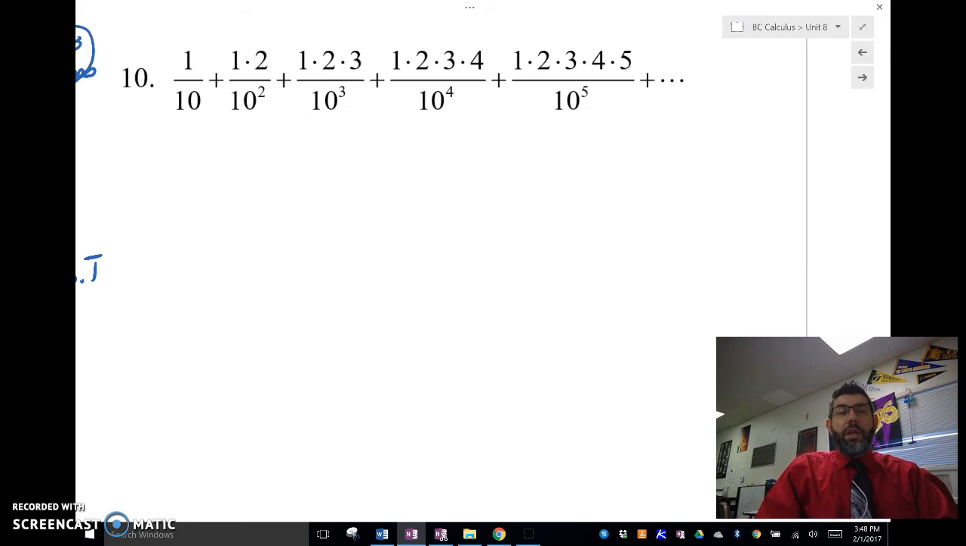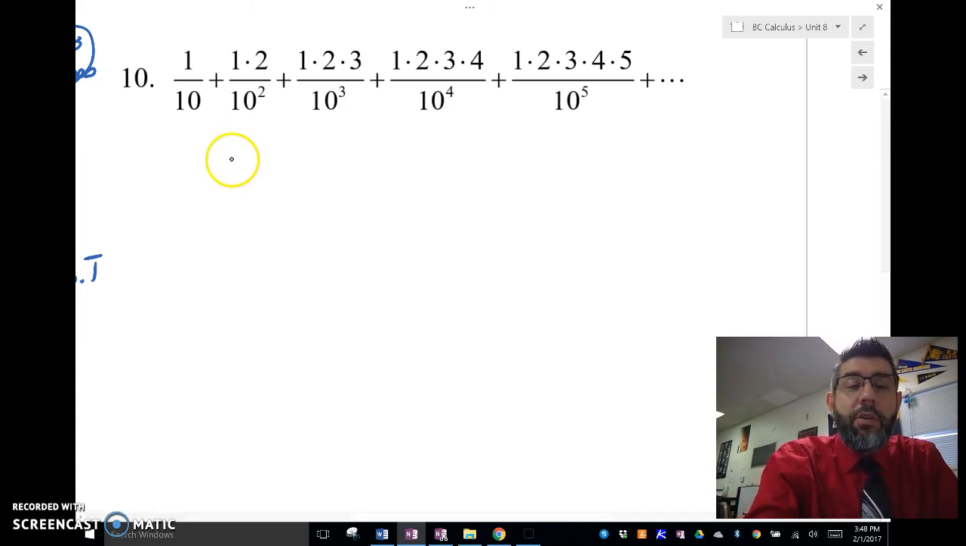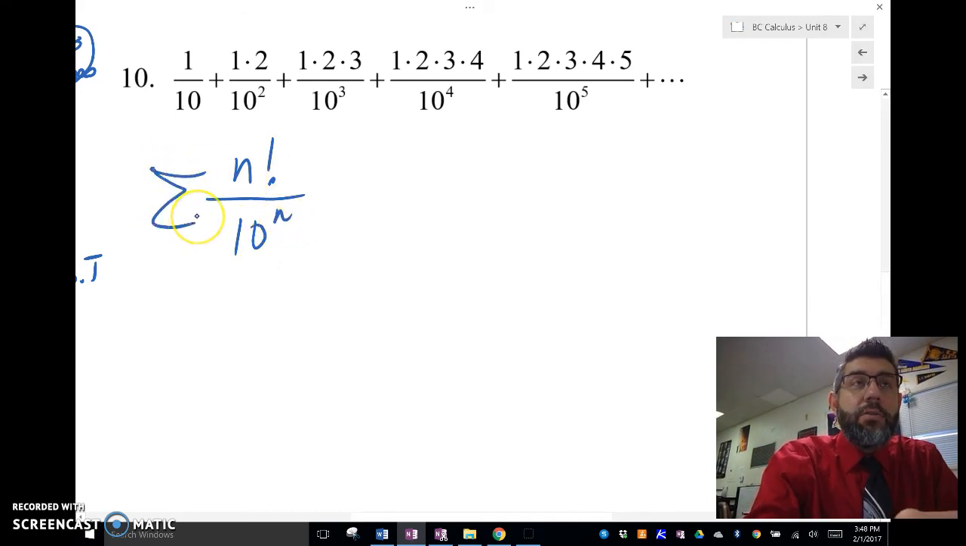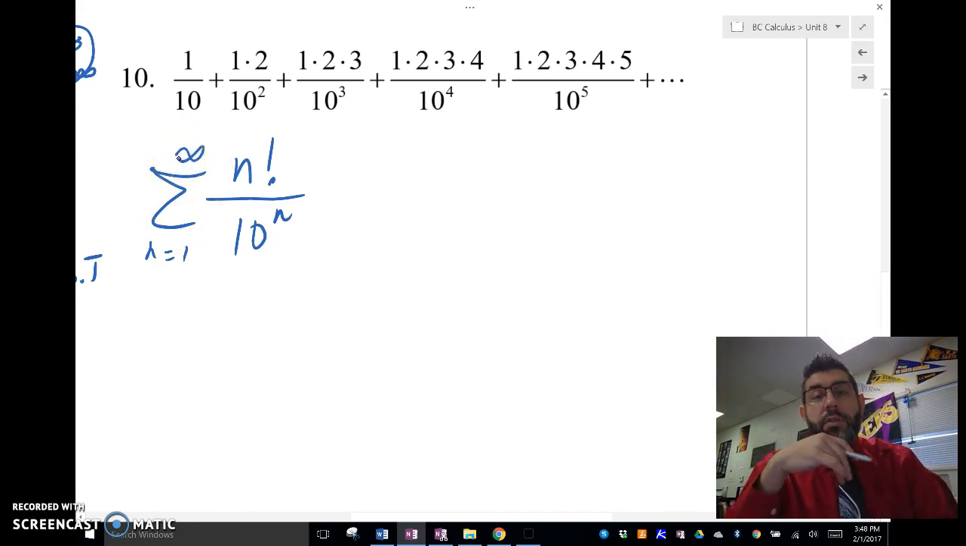Wow, what's going on here? 1 times 2, 1 times 2 times 3, 1 times 2 times 3 times 4, 1 times 2 times 3 times 4 times 5. That looks like n factorial over 10 to the n. All right, so I first should change it to sigma notation. So now that I have it in sigma notation, I can see what's going on. I have a factorial and an exponential. Boom, I know exactly what to use on that. We are going to use the ratio test.